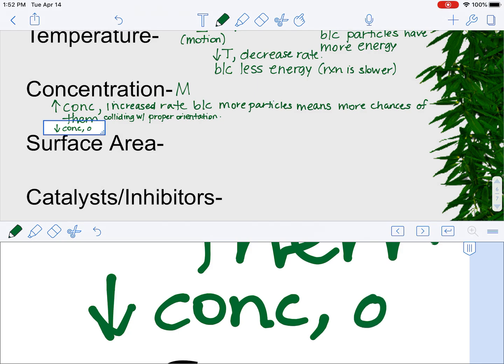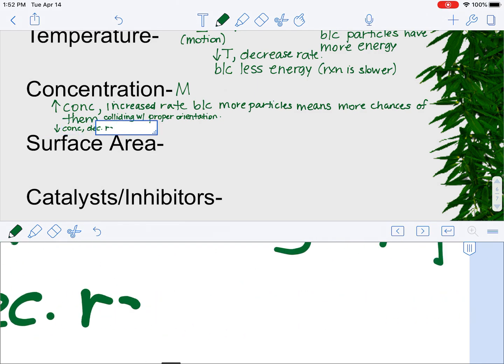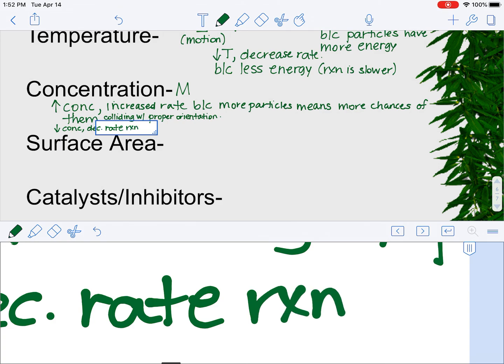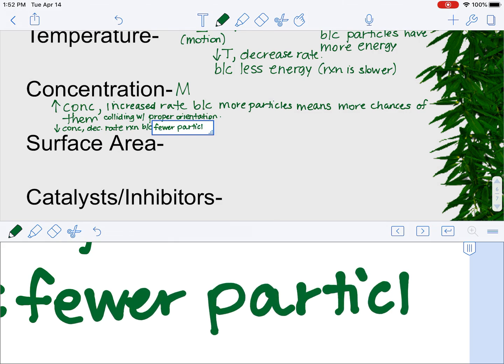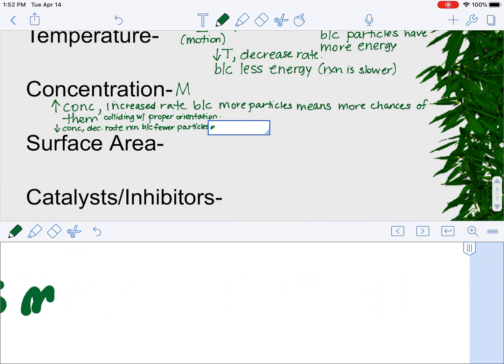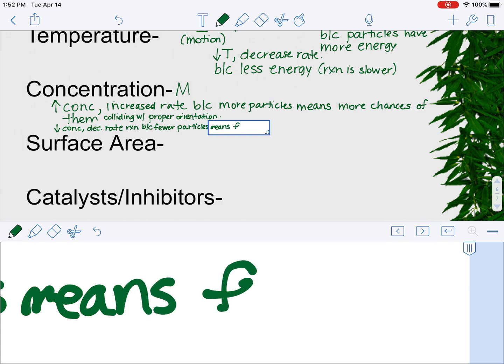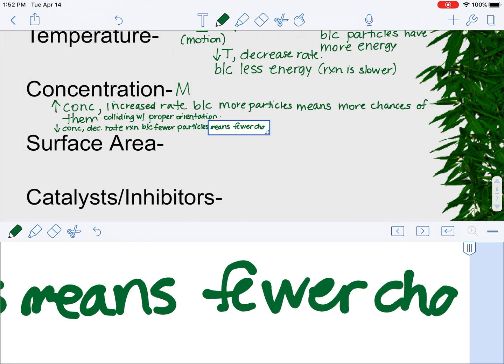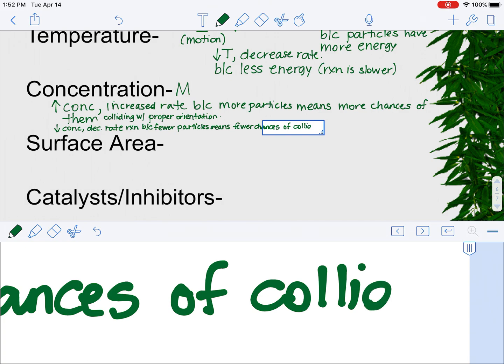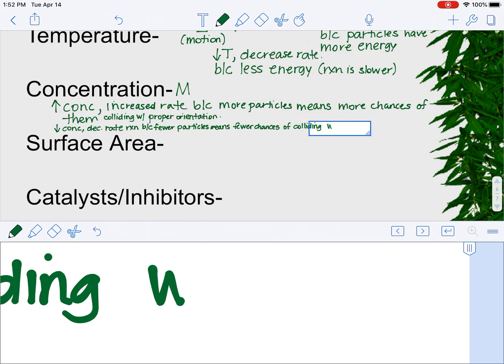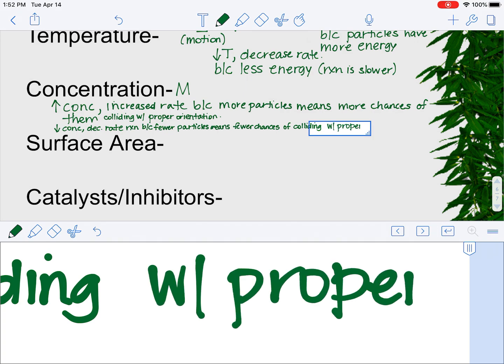Conversely, if you decrease the concentration, you're going to decrease the rate. It's going to slow down. And again, because you have fewer particles, which means that you have fewer chances of them colliding with the proper orientation.